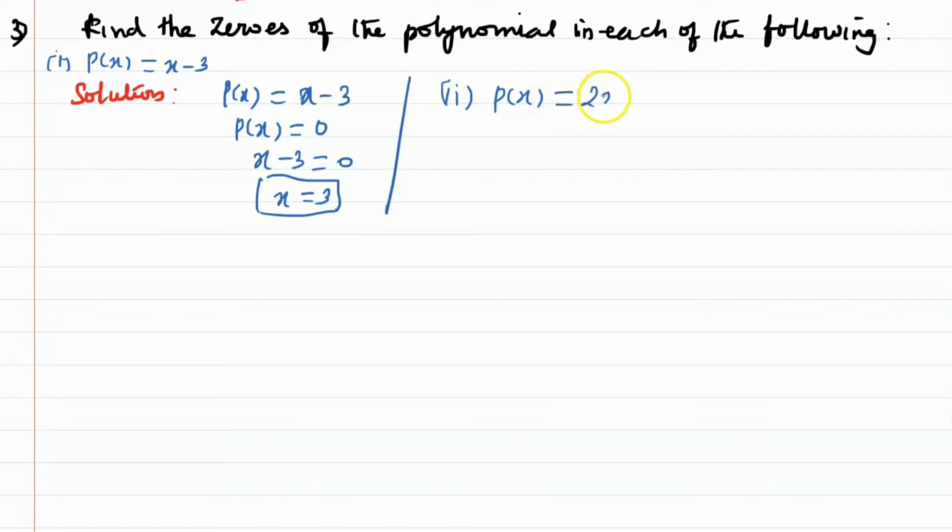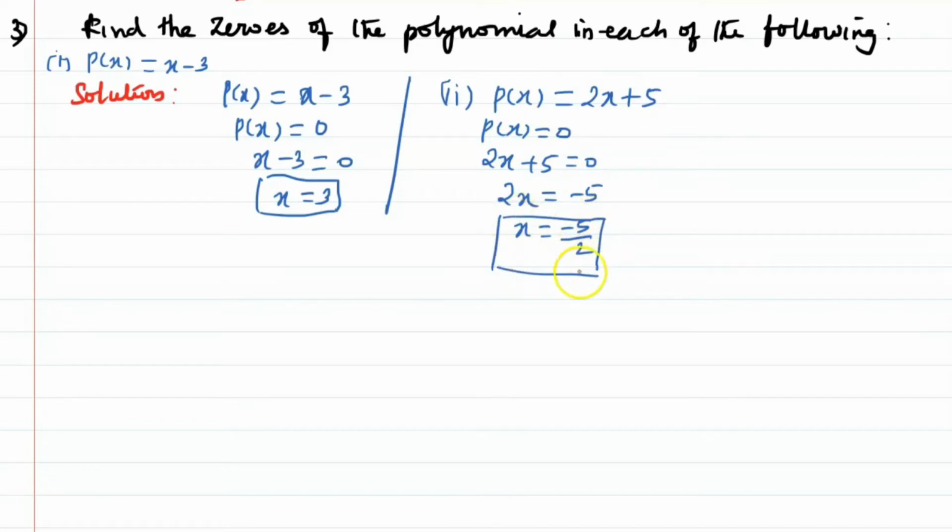So p of x is equal to 2x plus 5. So 2x plus 5, p of x is equal to 0. So 2x plus 5 is equal to 0. So then we equate it to 0 and transpose. So 2x is equal to minus 5. So x is equal to minus 5 by 2. When multiplication is transposed to this side, it becomes division.